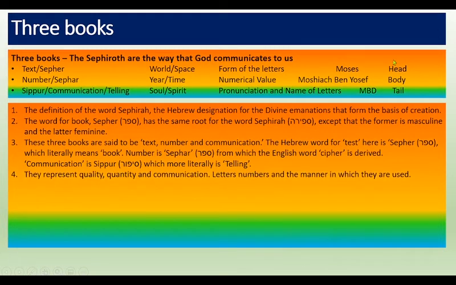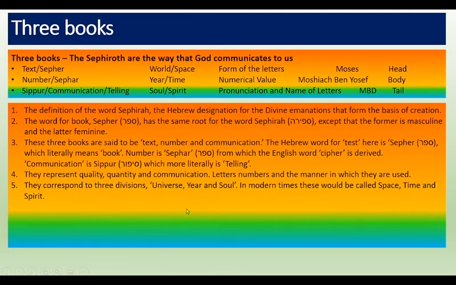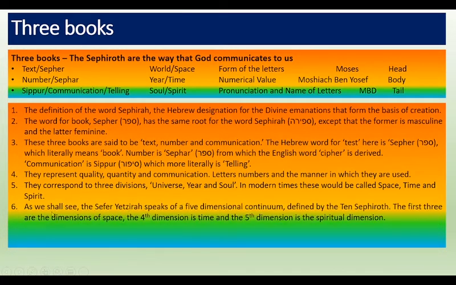Okay, so these are three books, and I've already told you what they symbolize. That's Moshe and the tablets, stone tablets, Mashiach ben Yosef and the jar of manna, Mashiach ben David and the Aaron's rod. Okay, they represent quality, quantity and communication, letters, number and the manner in which they are used. They correspond to three divisions, universe, soul and year. Baal Shem Tov had quite a lot to say about this. In modern times, these would be called space, time and spirit. As we shall see, the Sefer Yetzirah speaks of a five dimensional continuum defined by the ten sefirot. The first three are the dimensions of space, the fourth dimension is time, and the fifth dimension is the spiritual dimension.